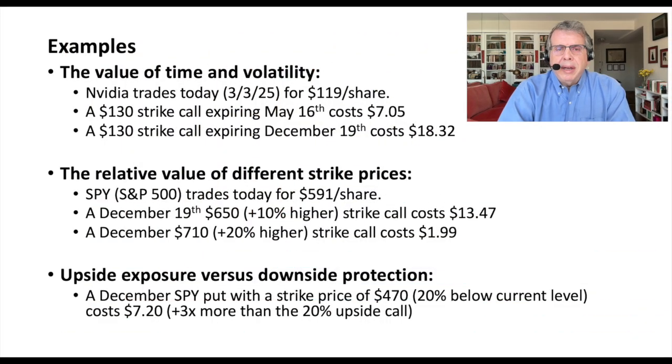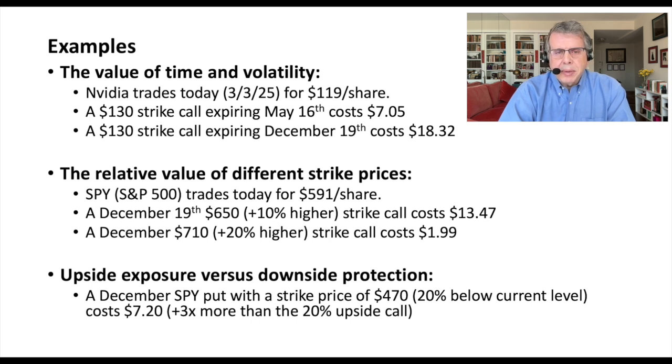Example number 1. NVIDIA trades for about $119 a share today. If you wanted to buy a $130 strike call expiring in mid-May, that would cost you about $7. So $7 on $119. Okay. Now, if you wanted to buy a 130 strike call expiring in December, another many months forward, that would cost you $18, so more than twice as much. So the time value of that option adds a lot to the price. If you extend the time, the price goes up. Or if you shorten the time, the price goes down. So that gives you a sense of how time affects options prices.